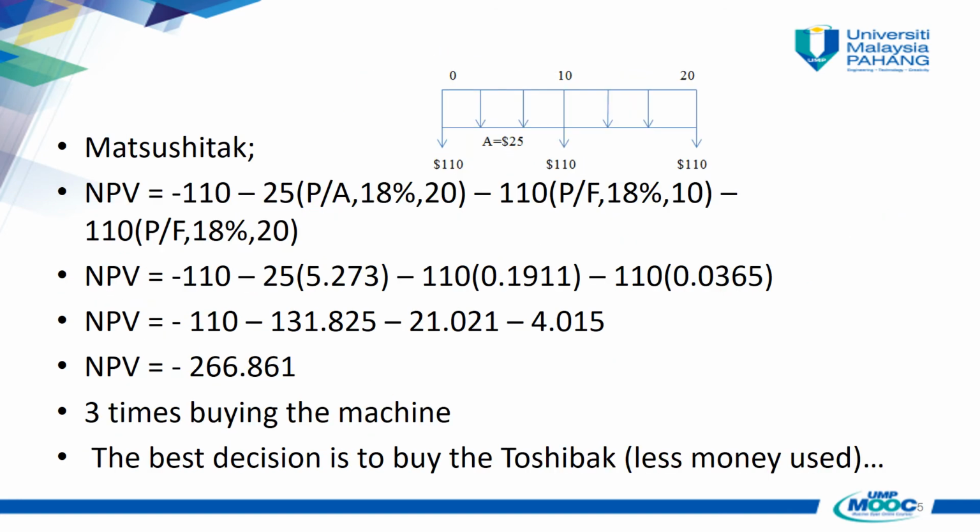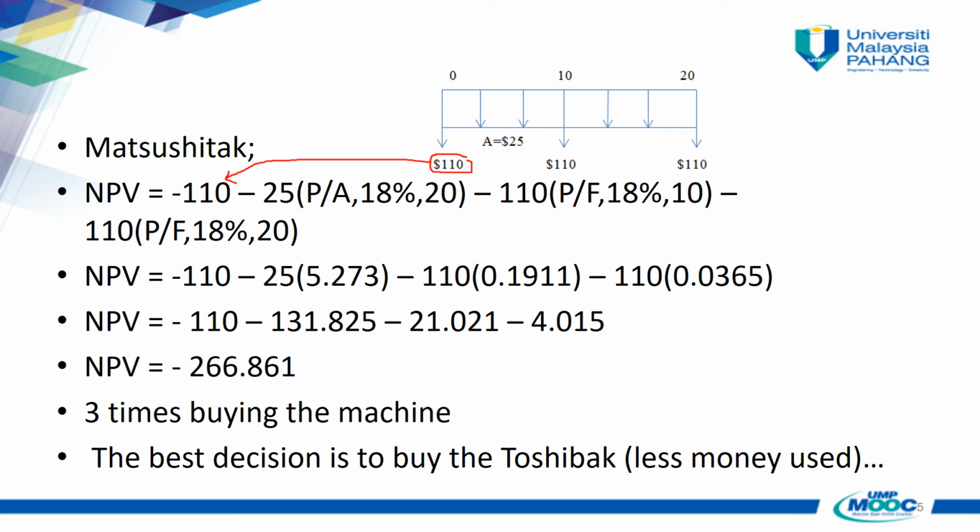Okay, let's see the calculation for Matsushita, the rival for the Toshiba machinery. We will see that if we buy Matsushita machinery, we need to purchase at 110 here. Alright, after that, for each year, for 10 years, we need to use our money for the operating cost.